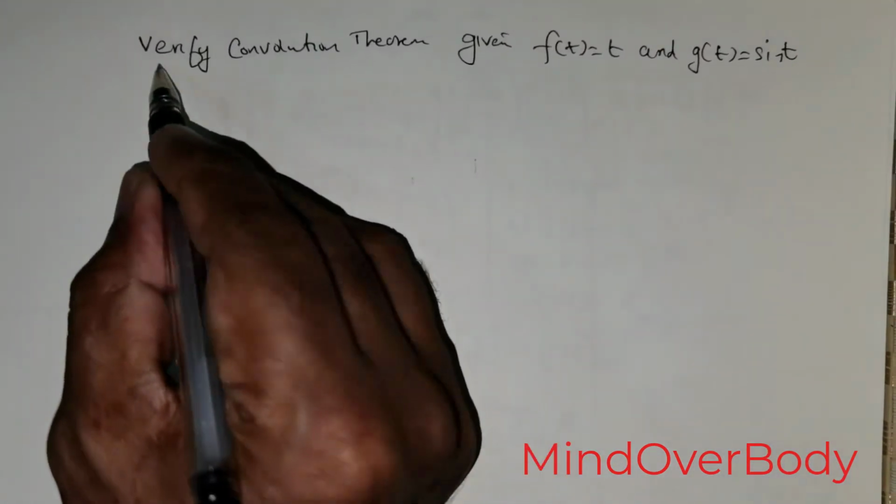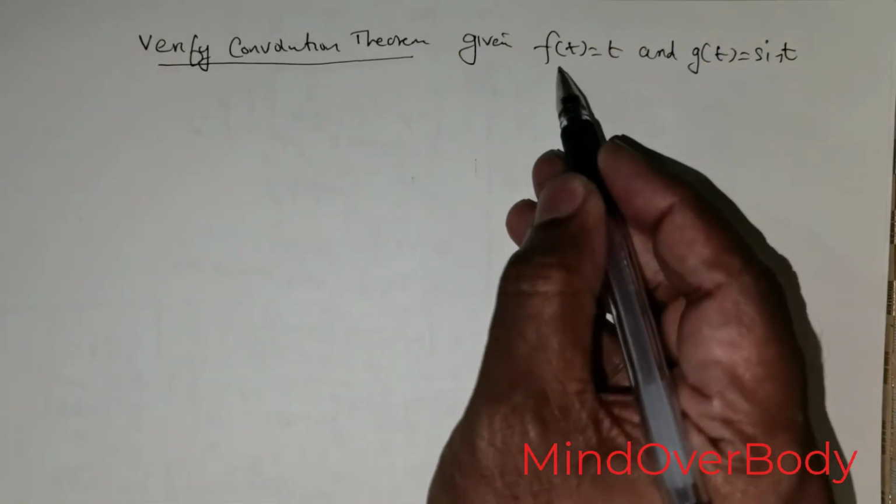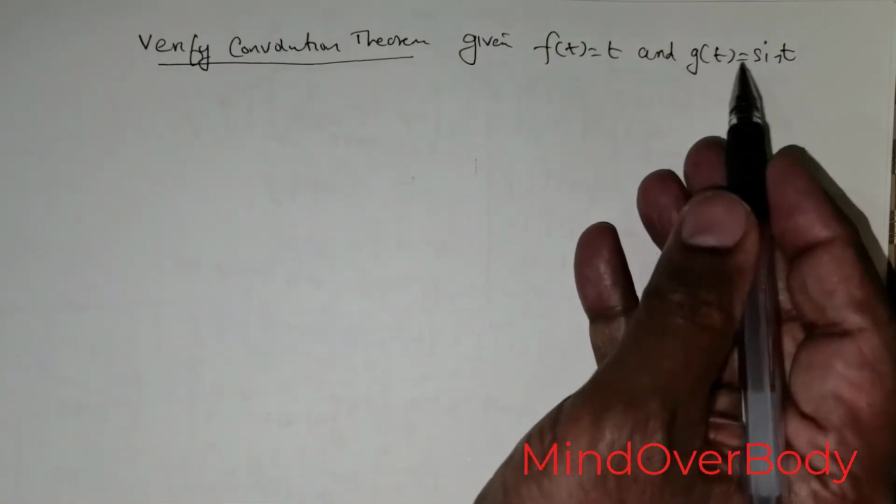Students, we are given this question: verify the convolution theorem given that f of t is t and g of t is sine t.